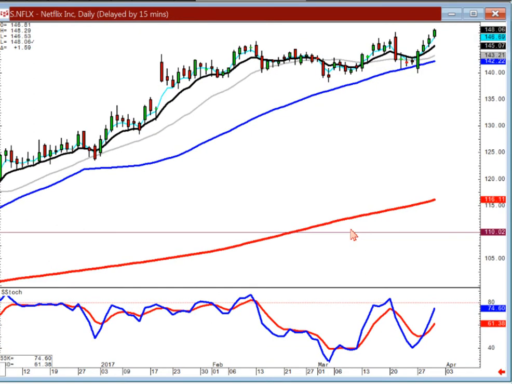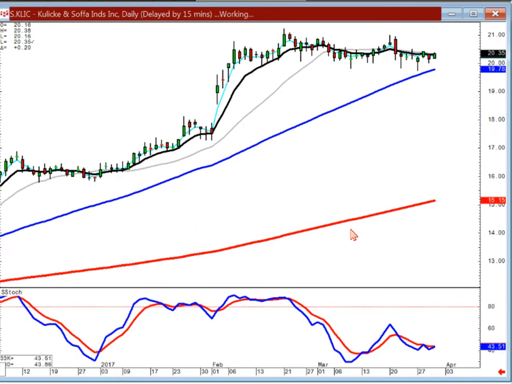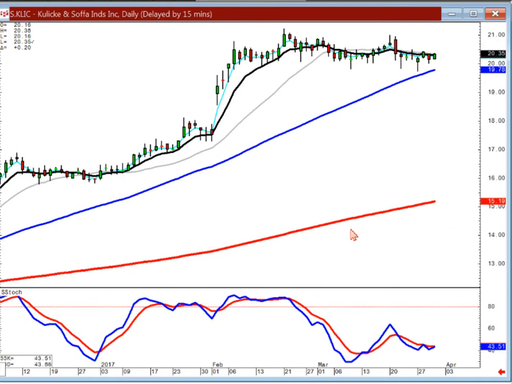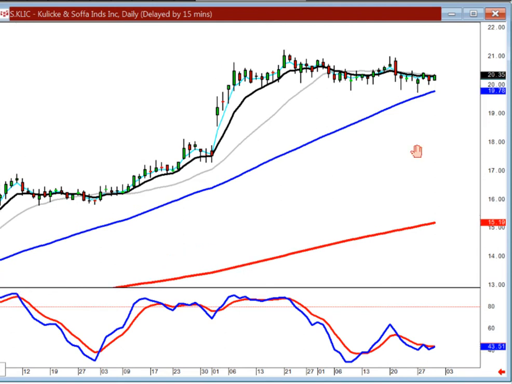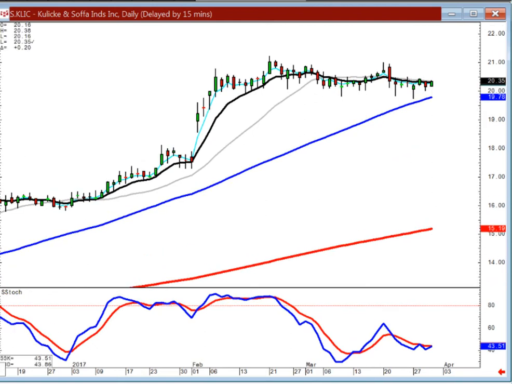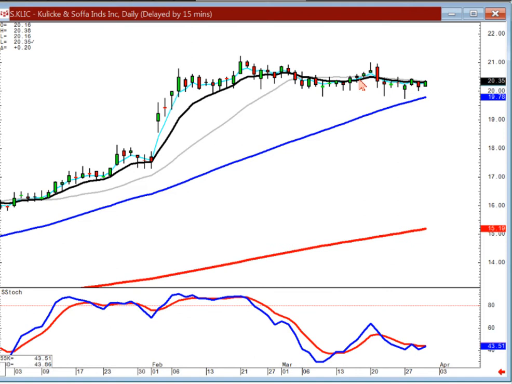Netflix is breaking out into new territory. Click. Nothing. Make it even bigger. Still nothing. More than likely, it's a slow drift until it hits the 50, and then you start watching for your buy signal.